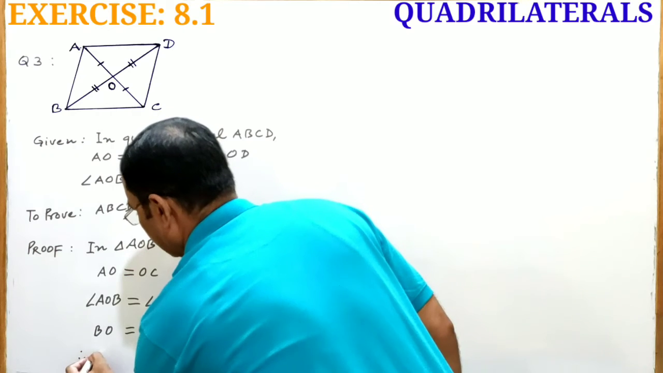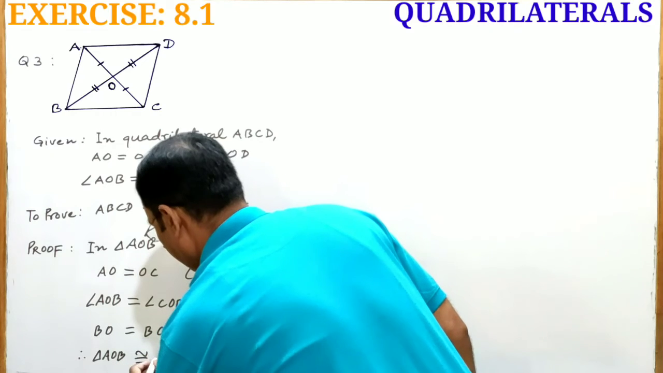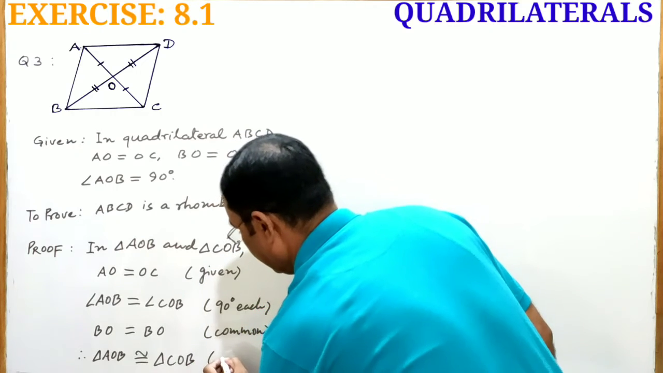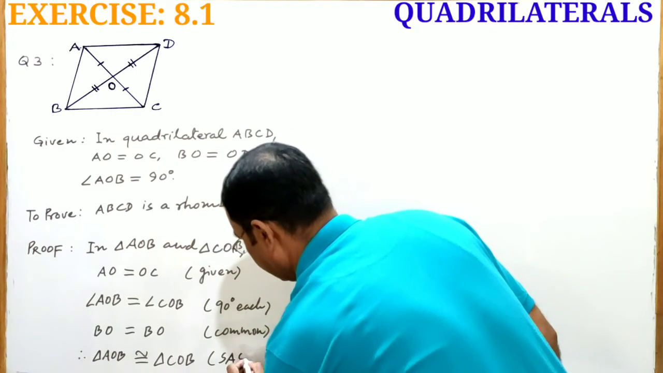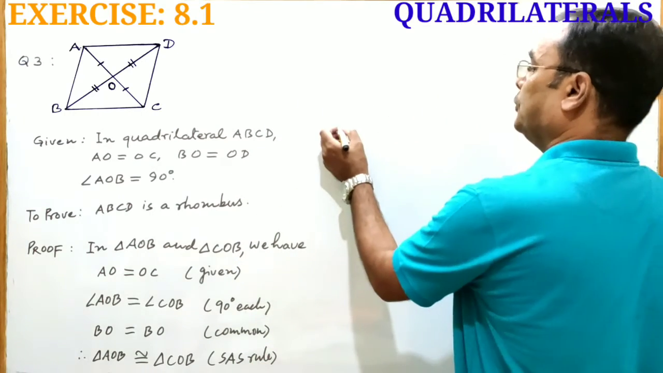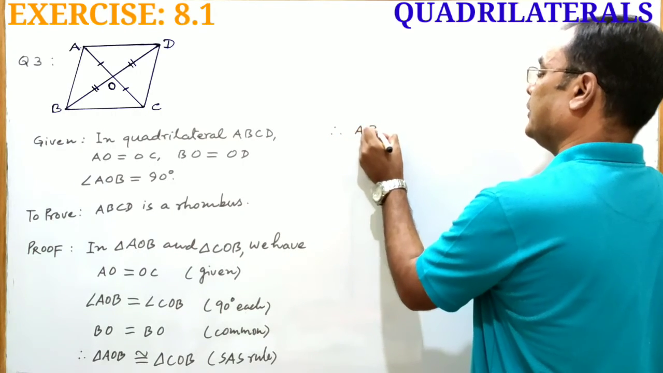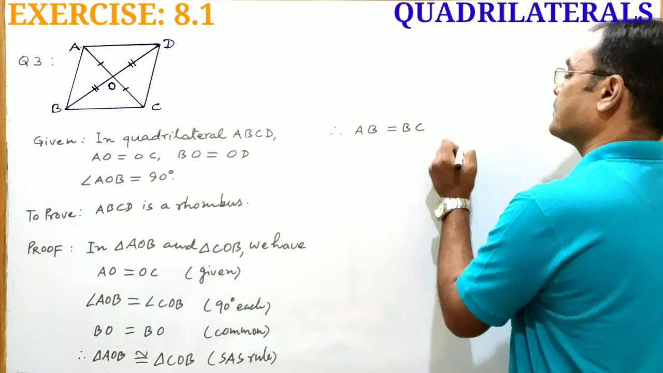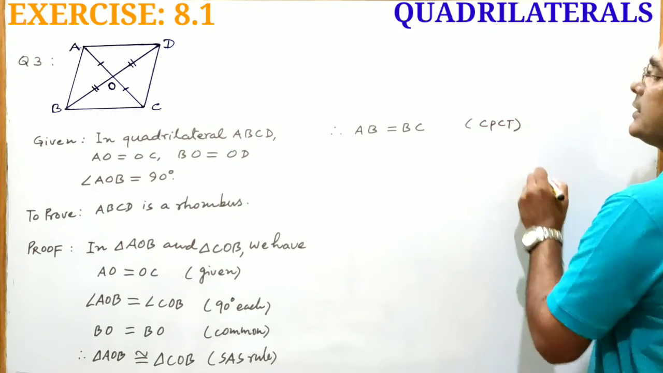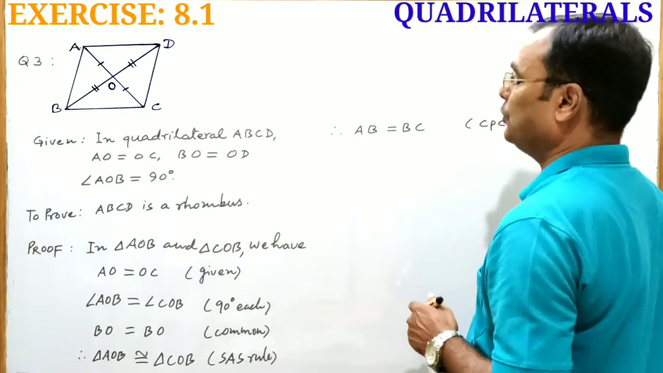Therefore, triangle AOB is congruent to triangle COB by side angle side rule. Therefore, AB is equal to BC by CPCT, because they are corresponding parts of two congruent triangles AOB and triangle COB.